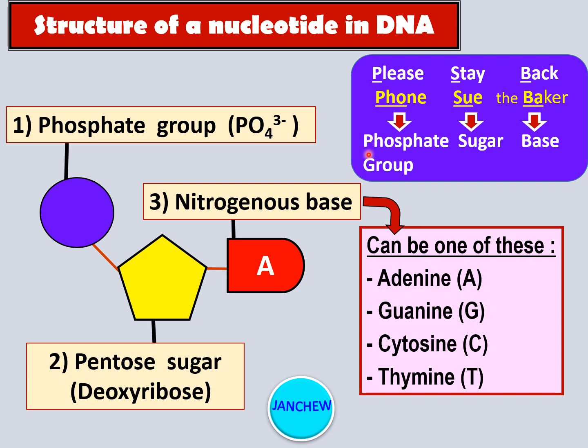The 3 components are phosphate group, pentose sugar, and the nitrogenous base. So we just write down base. So remember, please stay back. P for phosphate group, S for sugar, B for base. Or another acronym, you can choose which one you want, is phone Sue the baker. Phone, PHO, phosphate group, Sue for sugar, baker, BA for base.